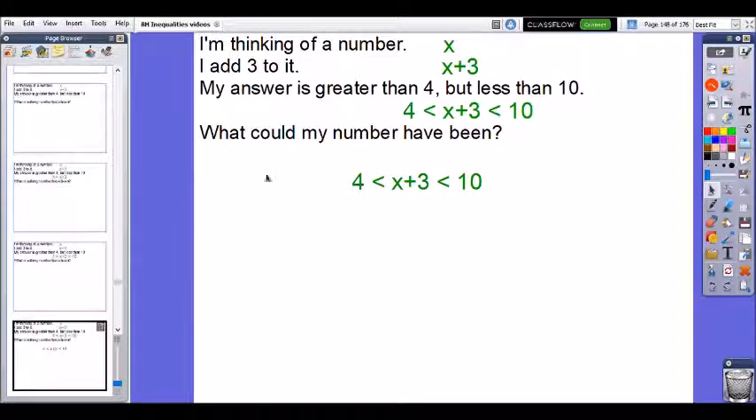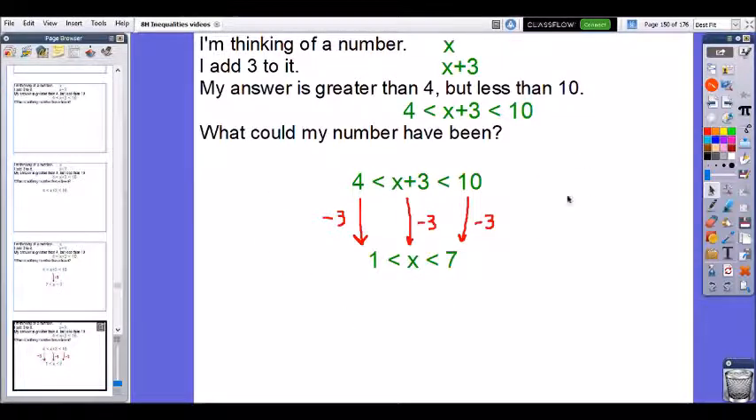Solve means find x on its own, but at the moment I've got x plus 3. What do I do to x plus 3 to make it just x on its own? Well, if I take away the 3, I'm just left with x. If I take away 3 from the middle part of my inequality, I must do the same thing to the left-hand side and the right-hand side. So 4 take away 3 gives me 1, and 10 take away 3 gives me 7.